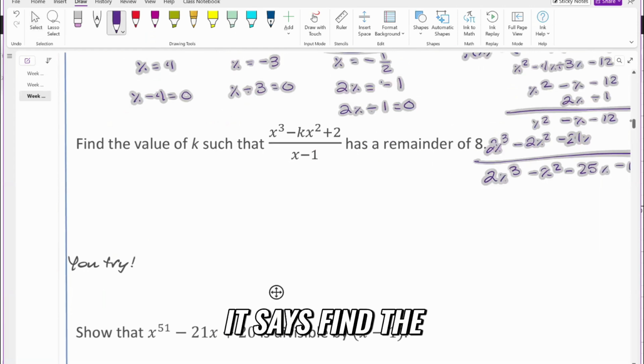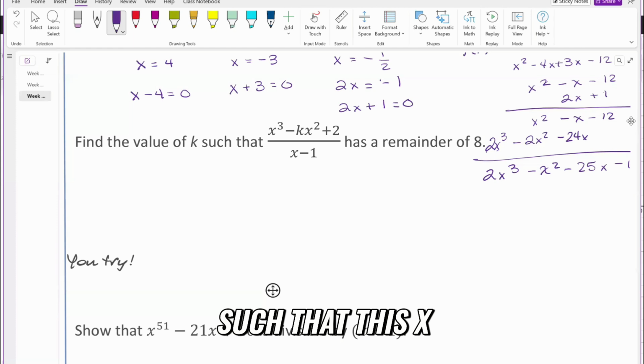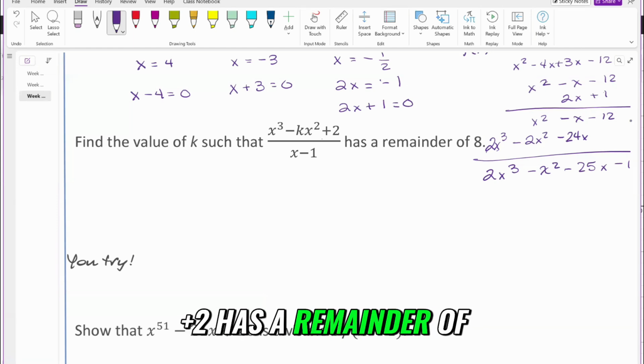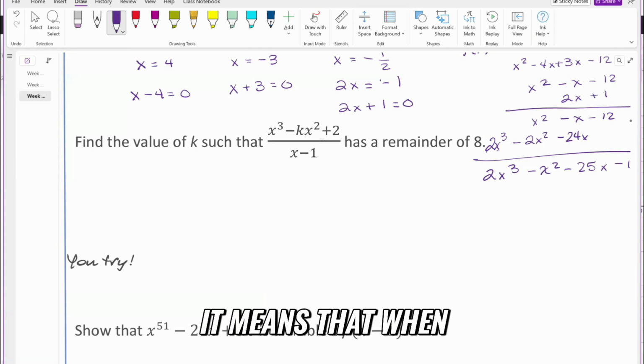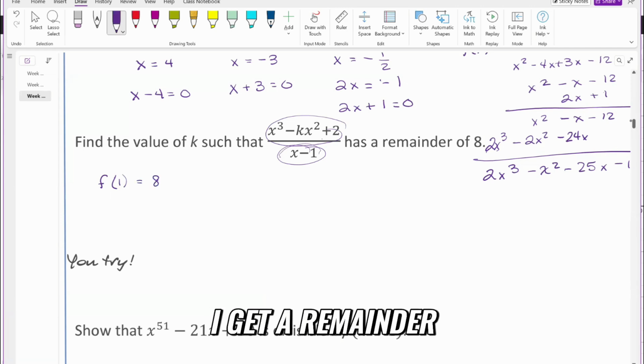It says find the value of k such that this x to the third minus kx squared plus 2 has a remainder of 8. All right, so it means that when I divide this by this, I get a remainder of 8. Or that when I do f of 1, I get a remainder of 8.